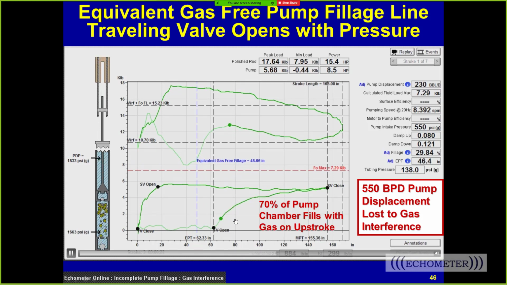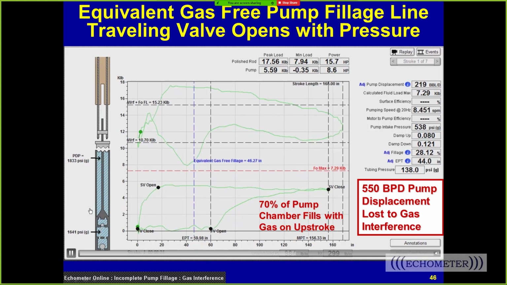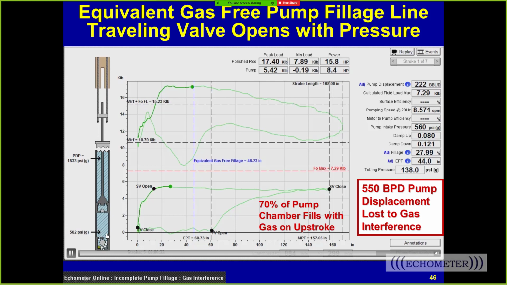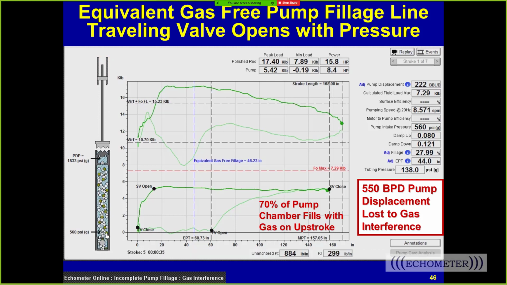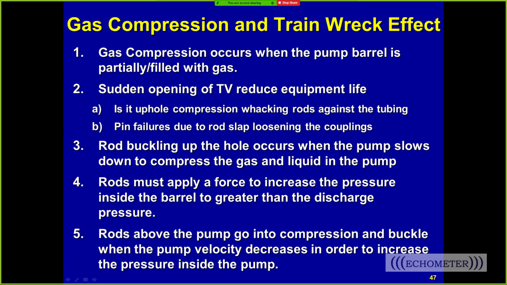If you look close, you can see on the downstroke that when you start, it goes fairly fast and quickly slows down to right about there, and then it speeds right back up. This is an example of a well that has incomplete pump fillage due to gas interference. This is the idea of the train wreck effect.